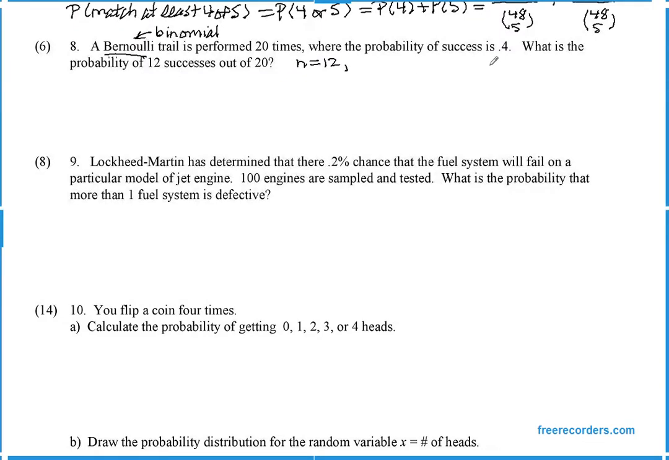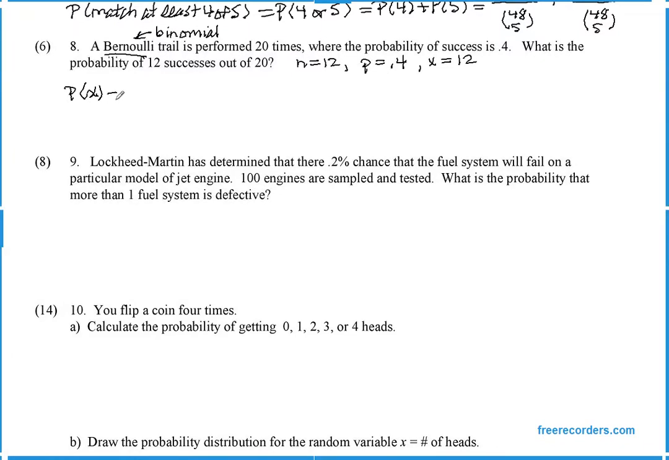Our probability of success is 0.4, so that's our p. P equals 0.4. And we want to know what's the probability of 12 successes out of 20. So that's telling us that our x, the number of successes we're interested in, is 12. So remember the binomial probability formula.